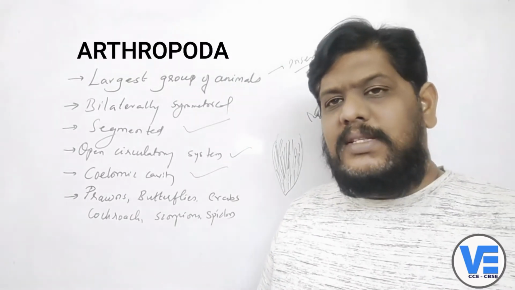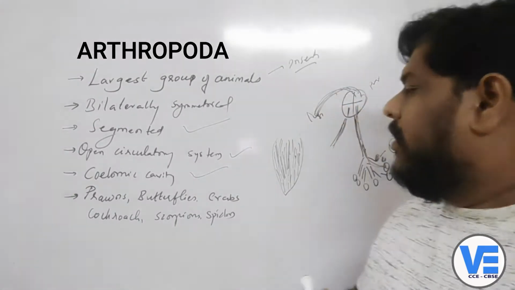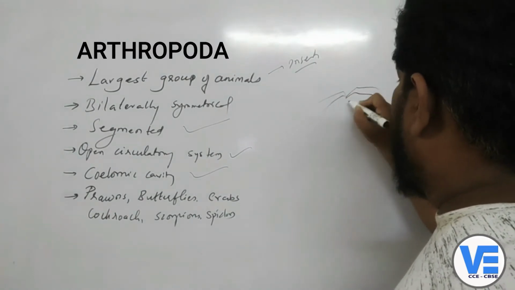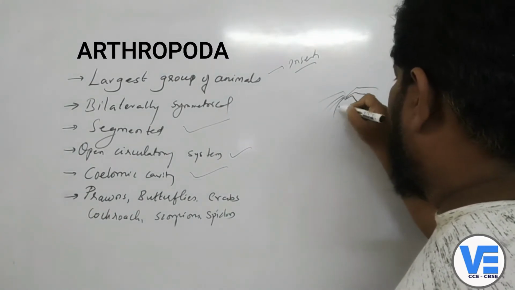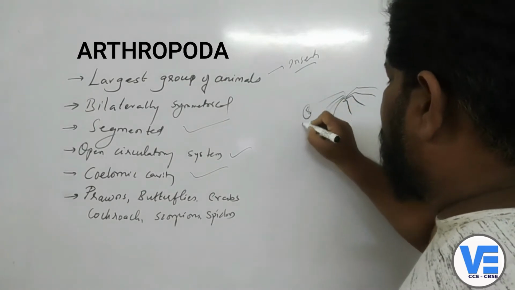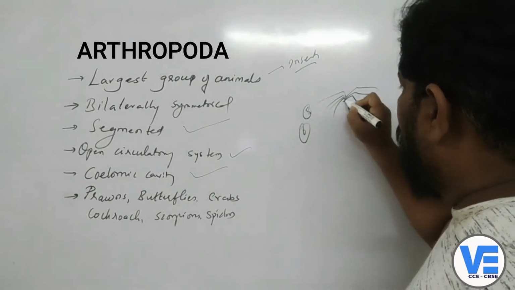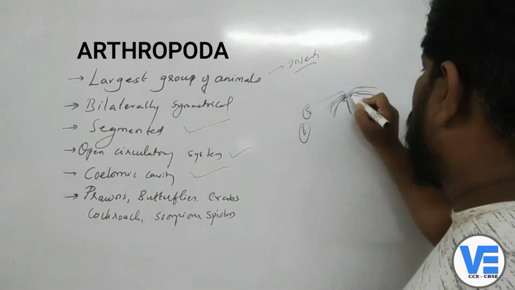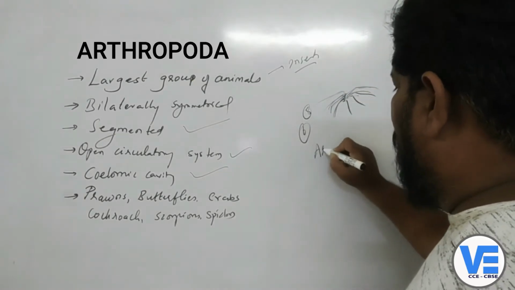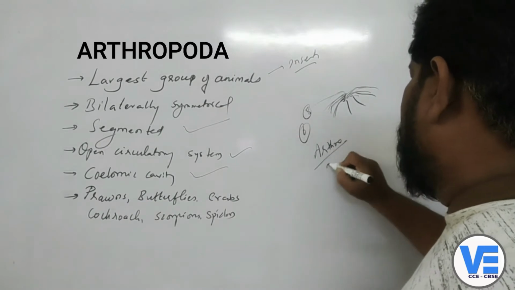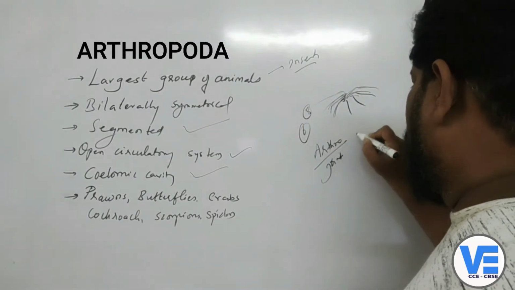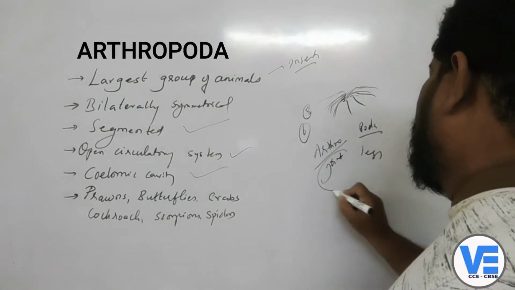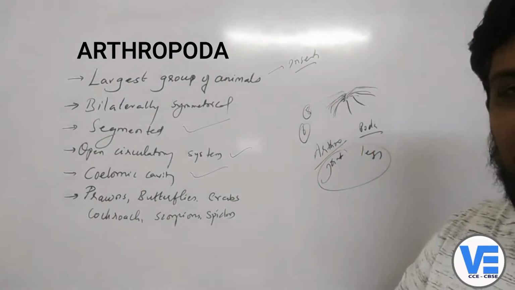Now we'll try to understand the term Arthropoda. If you see the legs of an ant or a spider, whether 8-legged or 6-legged, insects also, you can see that they are joined at one particular place, right? So they are joined. Here arthro means joint and poda means legs. So basically Arthropoda means joint legs.